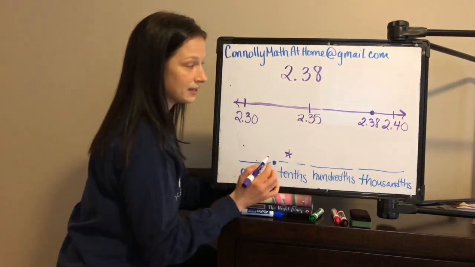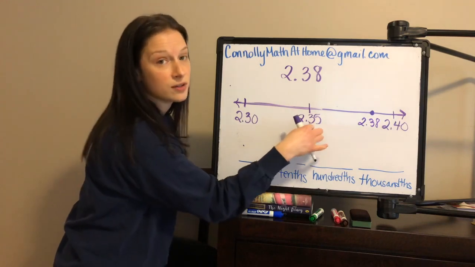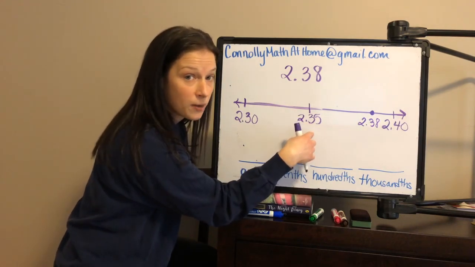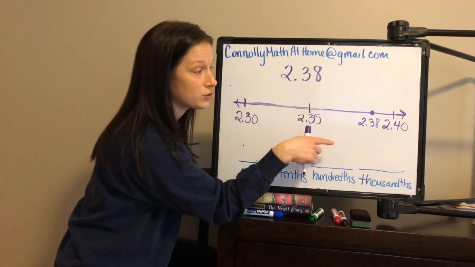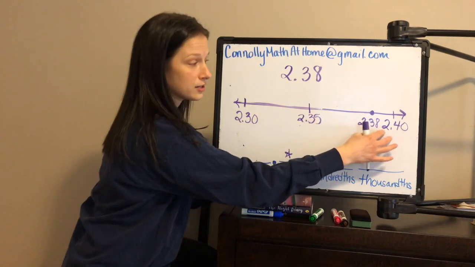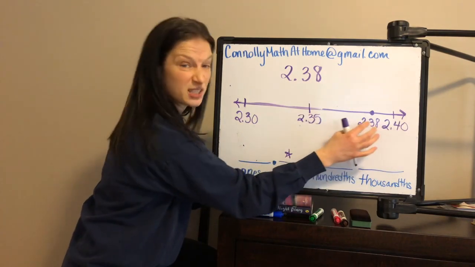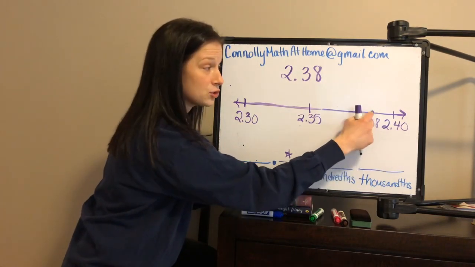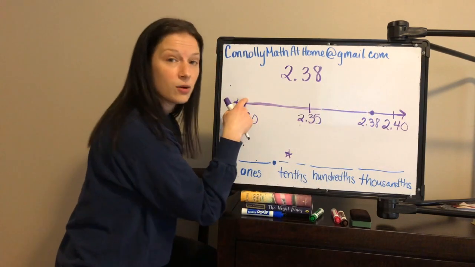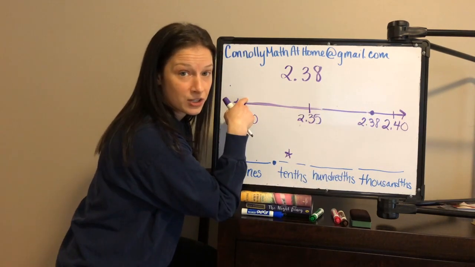And when we think about 2 and 38 hundredths, I know that that would go approximately right here on the number line after the halfway mark of 2 and 35 hundredths. So when I think about which one it is closer to, 2 and 38 hundredths is closer to 2 and 40 hundredths because it's only 2 hundredths away. 2 hundredths from here to here. And it's 8 hundredths away from 2 and 30 hundredths.